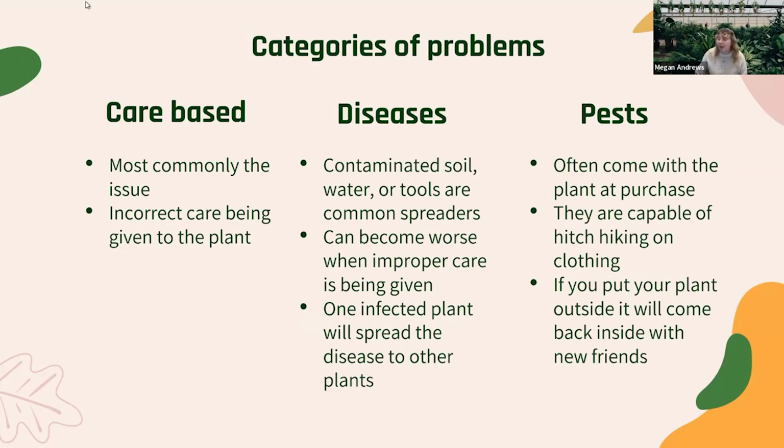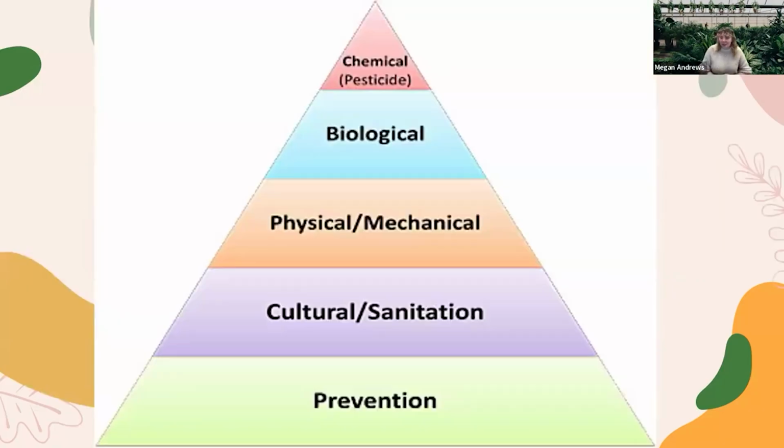Okay, we're good. Our care-based issues, those are most likely abiotic issues, whereas our diseases and pests, these are our biotic issues. Okay, so let's talk about integrated pest management. Integrated pest management is a management process to solve pest issues or disease issues, any plant issue in fact, while minimizing the risk to ourselves and our environment. It's a triangle with 5 different steps on it.